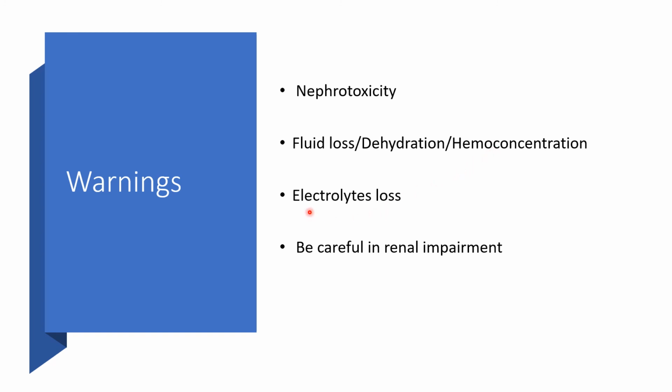How about electrolyte loss? We must assay for the electrolytes, sodium, potassium, and the rest. In renal impairment, we have to be careful. The reason why I have not said don't use it in renal impairment is because it depends on the degree of impairment. In oliguria, we will use it, but we will give a test dose. If we are not sure of the degree of the renal damage, we will use a test dose. But once we are sure there's anuria, we will never use it.